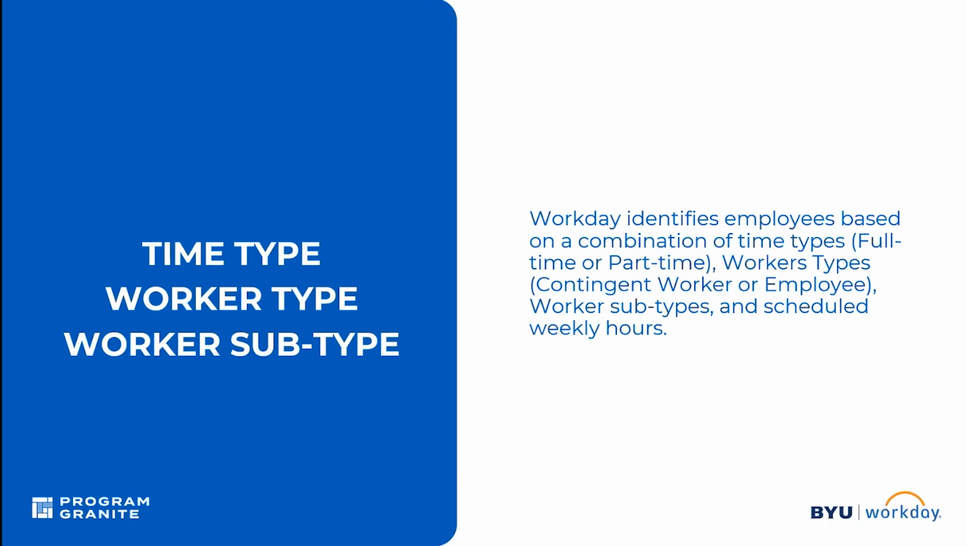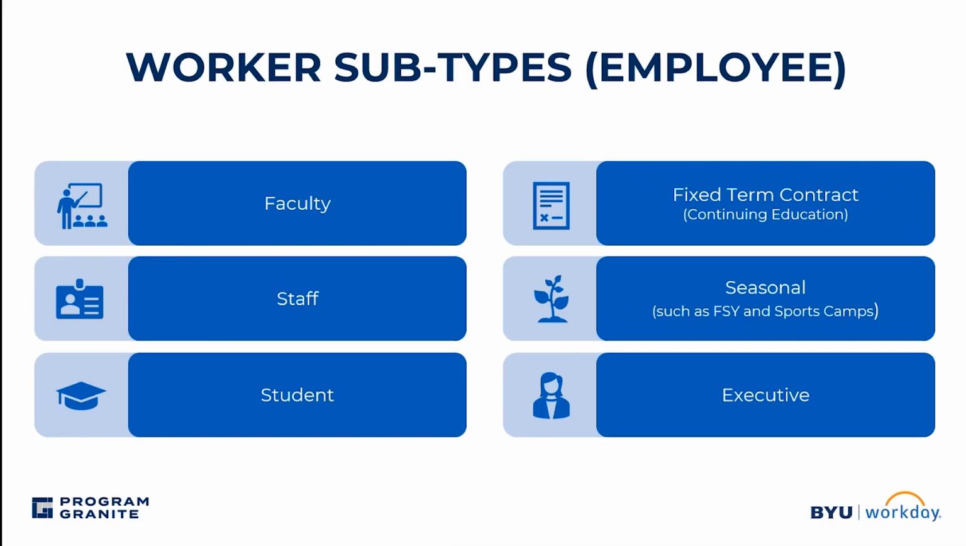And then we have our subtype. Let me just hop over to our next slide. So we have our worker subtypes. This is what I was talking about. We have faculty, staff, that's all of them. Staff is 3/4 time, part-time. We have student. We have fixed term contract, for example, continuing education. We have seasonal, such as FS1, sports camp, and then we have executive. So these are our different work subtypes that you're able to select.